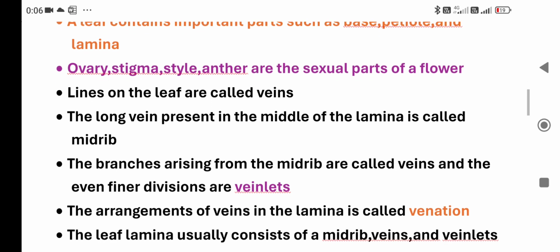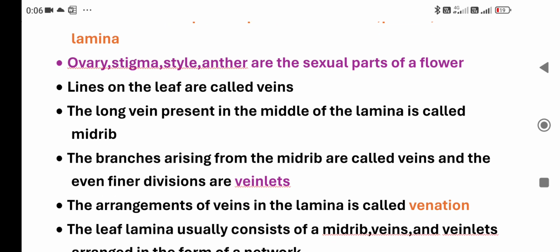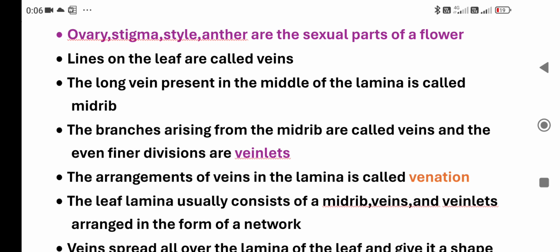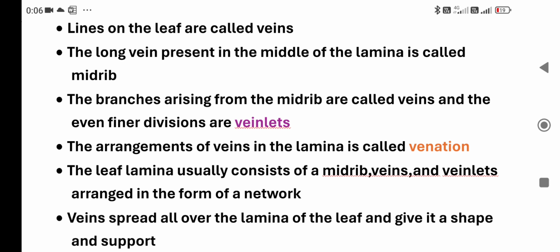Lines on the leaf are called veins. Listen carefully to these four lines. After that I will show you an image, and by seeing that image you should observe and reach a conclusion on this topic. The long vein present in the middle of the lamina is called midrib. The branches arising from the midrib are called veins, and the even finer divisions are veinlets. The arrangement of veins in the lamina is called venation.